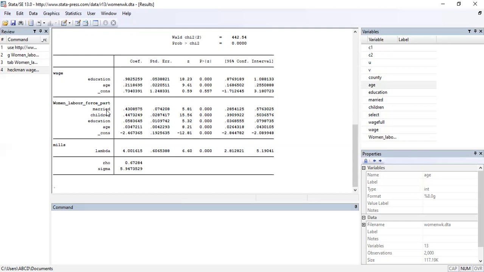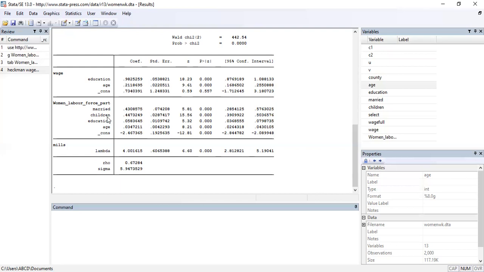that a married woman will participate in the labor market more than an unmarried woman, because married women have several formal duties in a family. So married women will participate. There is a higher probability, that is 0.430, meaning a 43% higher probability to participate in the labor market.